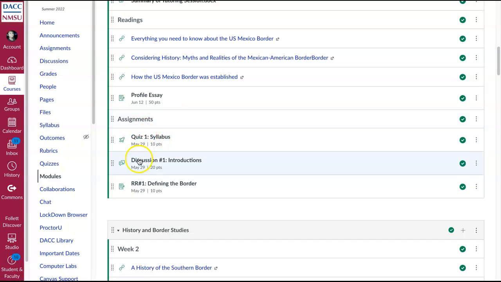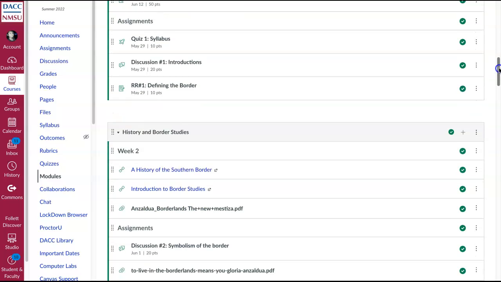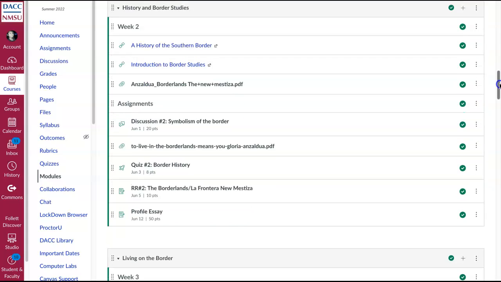No. The assignments that are due for that week are listed right here under assignments. But like I said, the profile essay, you should read the instructions for that essay during the first week because we want to get started with it as soon as possible. So as you can see, it is organized by week.